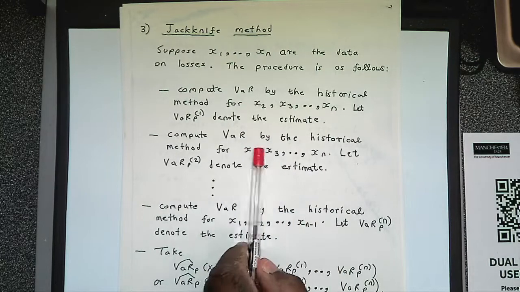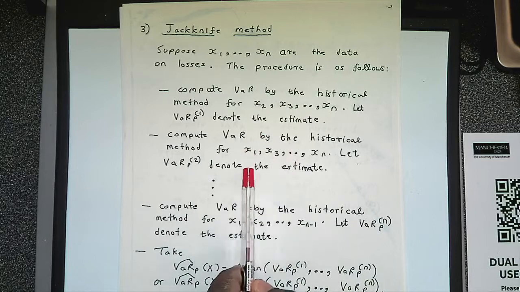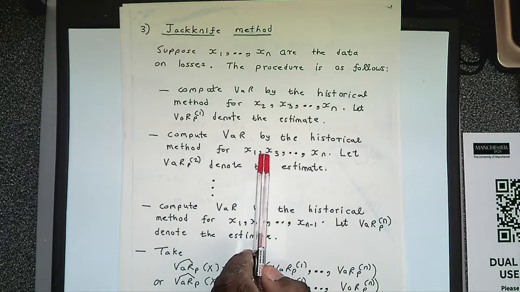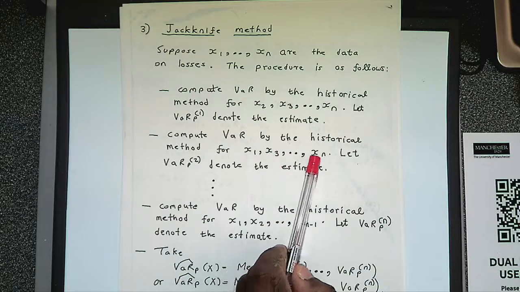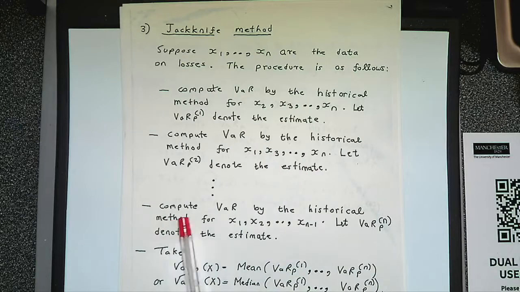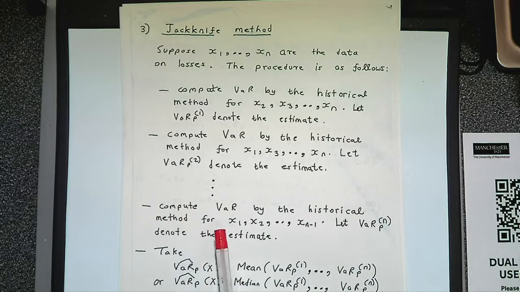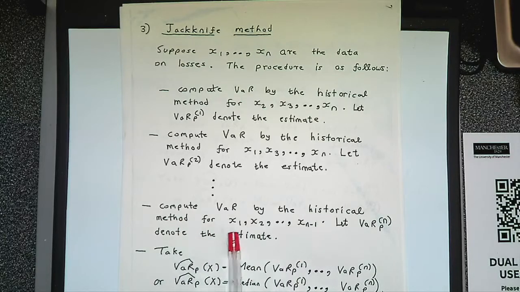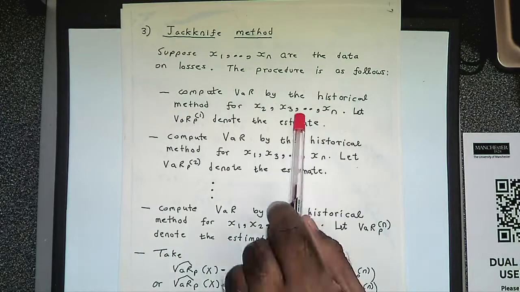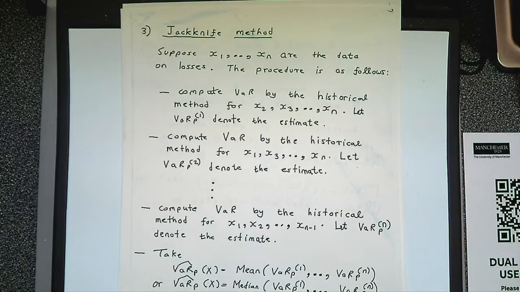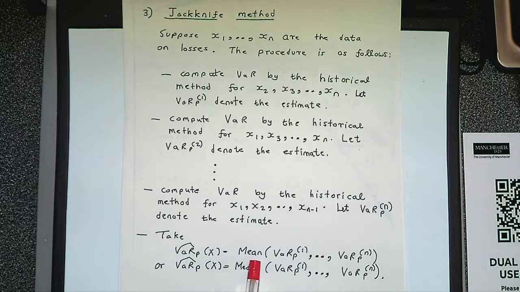The second step is to compute VaR by the historical method for the data excluding the second data point. So you have x1, x3 up to xn. And the final step is to compute VaR by the historical method excluding the last data point. So you have x1, x2 up to xn minus 1. These steps will give you n different estimates for VaR, each computed using the historical method. The very final step is to take the mean or the median of the n different estimates for VaR.